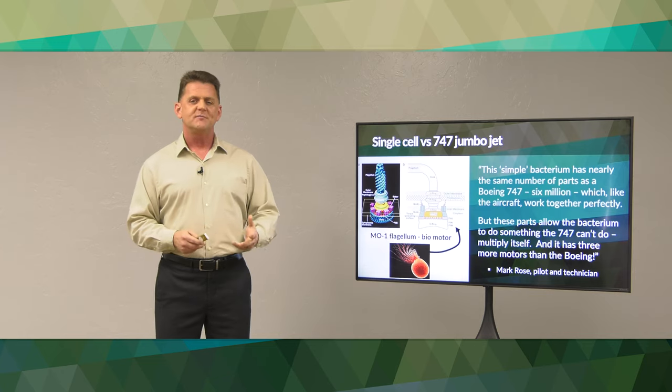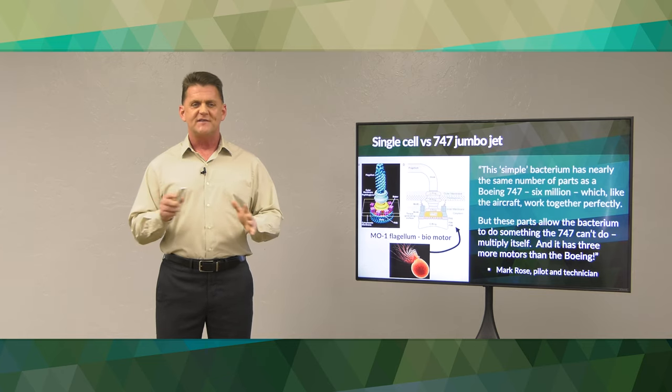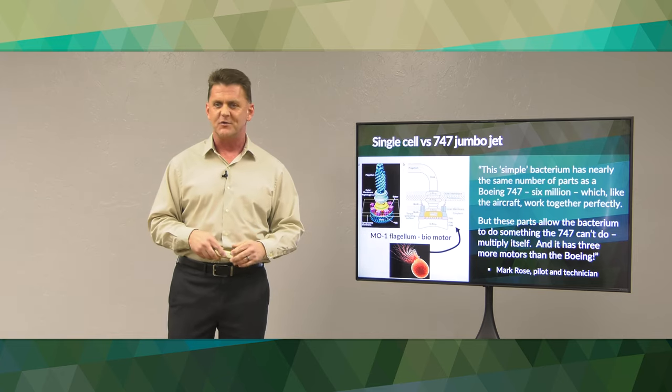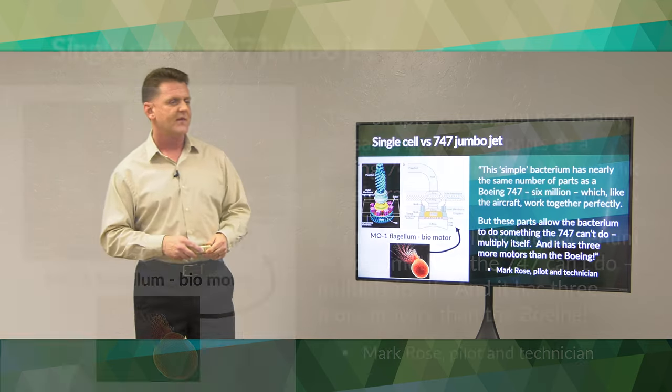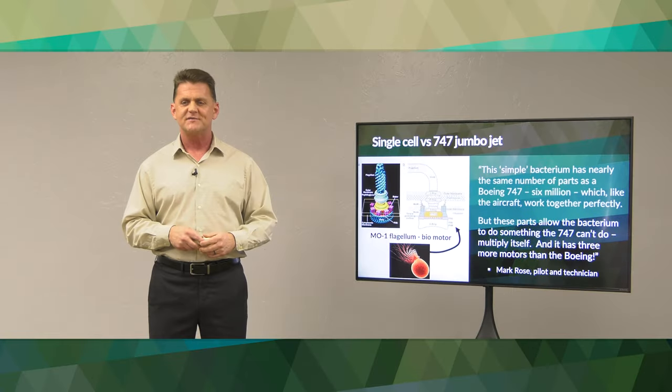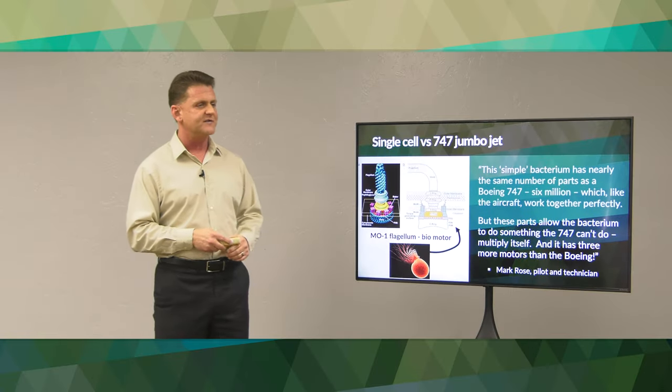But there's one thing about this simple cell, and when I say simple, it's always going to be in quotes. When I'm talking about biology and I use the word simple, just automatically know that's in air quotes, right? There's nothing simple about it. But this simple cell can do something that the airplane cannot. It can reproduce itself. It can make copies of itself. It can make other single-celled organisms that operate independently and have their own set of DNA. Absolutely mind-boggling, with 6 million parts.